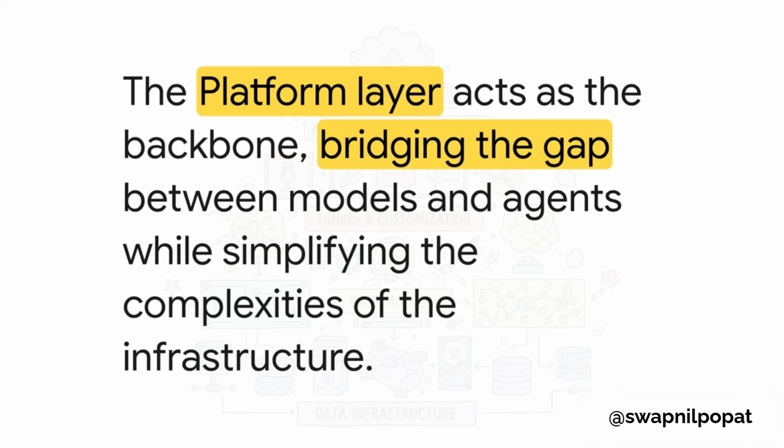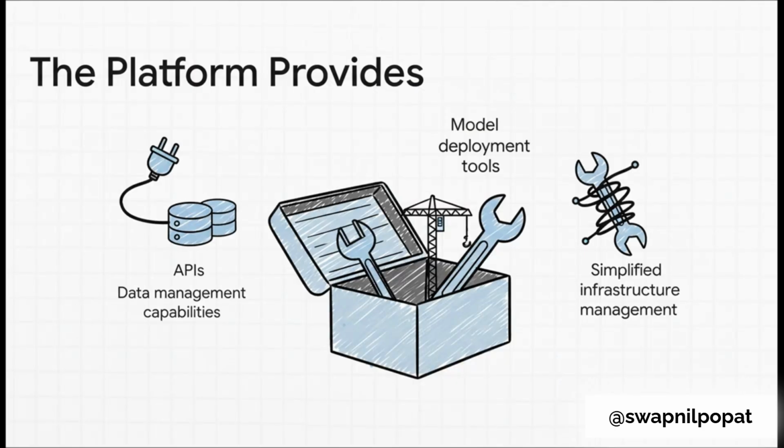But how does the brain, the model, connect with the problem solver, the agents? Well, that is the job of the platform layer. It acts as the backbone, the essential connective tissue that allows all these different components to work together seamlessly. So the platform provides this critical toolkit for developers. It offers APIs, which are kind of like standardized plugs that let different software talk to each other, as well as tools for deploying models and managing data. In short, it simplifies the incredibly complex job of managing all the underlying infrastructure. It's really the workshop where AI gets built and maintained.